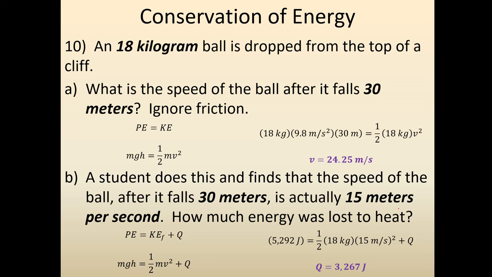3,267 joules. We just take the difference between how much kinetic energy we would have had if I did 1/2 mv squared with the original speed, I subtract the amount of kinetic energy I actually have with 15 meters per second, and I end up getting the amount of energy lost.